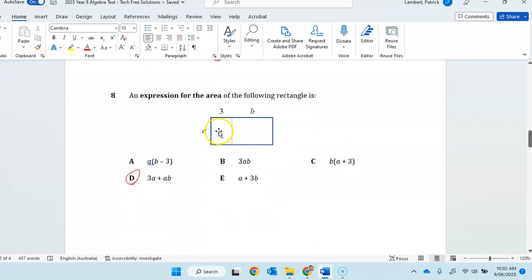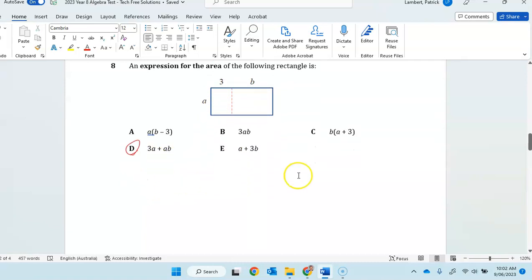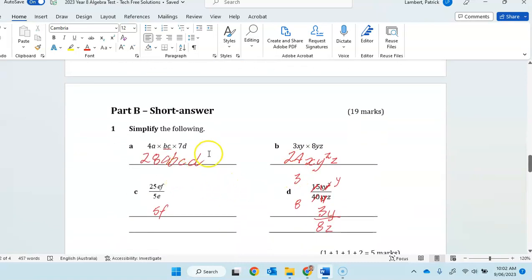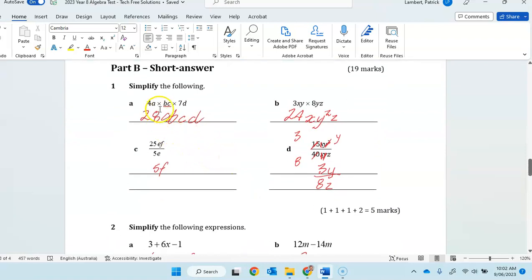Now the expression for the area of the rectangle, that's 3A, 3 times A, area equals length times width, so that times that one, plus B times A, so plus AB. All right, now the short answer section, 4 times 7, 28, and A, B, C, D. 3 times, or 3xy times 8yz will give you 24x squared z.